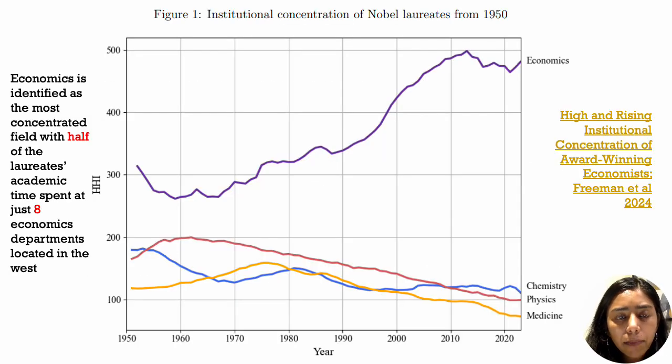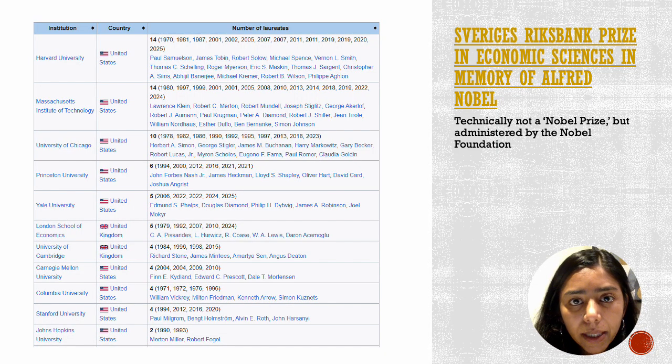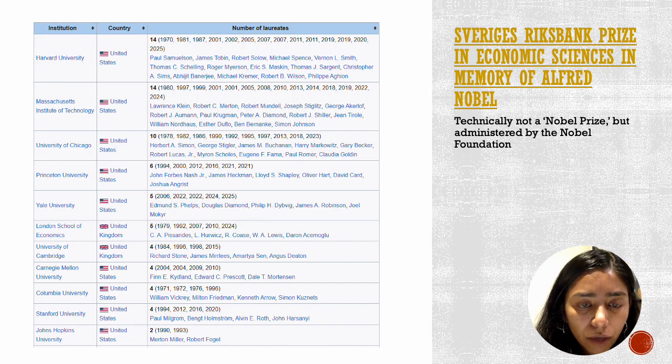So let's look at this through some basic empirics. In a 2024 study on institutional concentration of Nobel laureates in various fields, again I've provided the link there, economics is identified as the most concentrated field, with half of the laureates' academic time spent at just 8 economics departments located in the West. Just 8. And the Wikipedia page on the Nobel Memorial Prize laureate list in economics reveals this even better. So if you look at the list of the institutions from which various award winners have been hailing, you can sense this kind of institutional concentration.